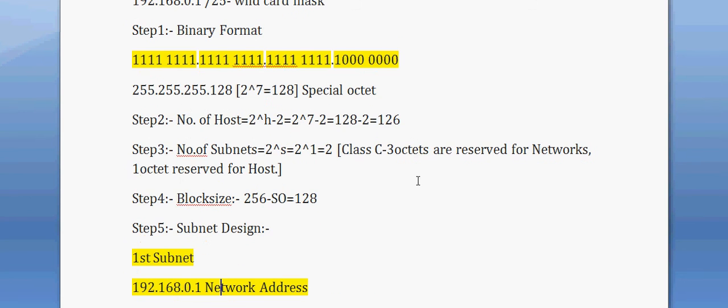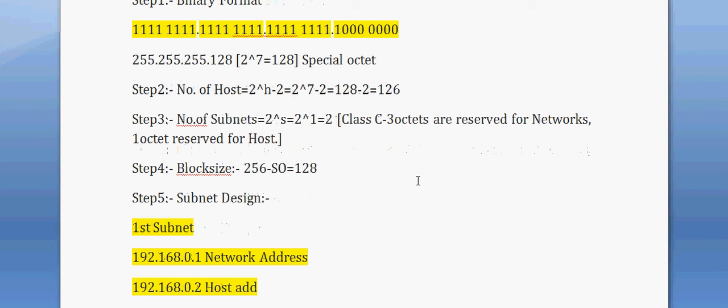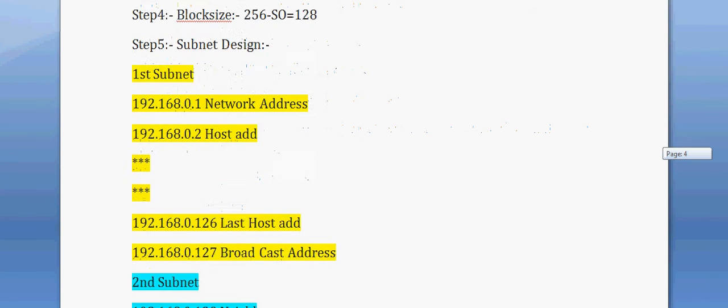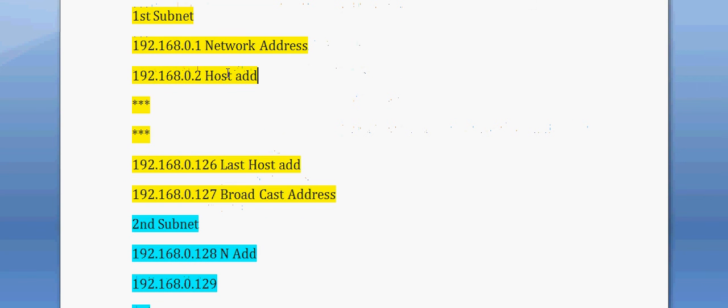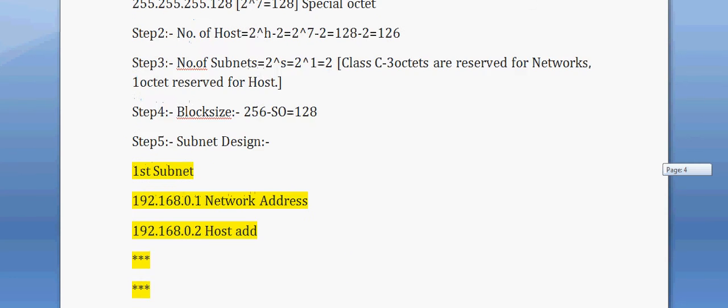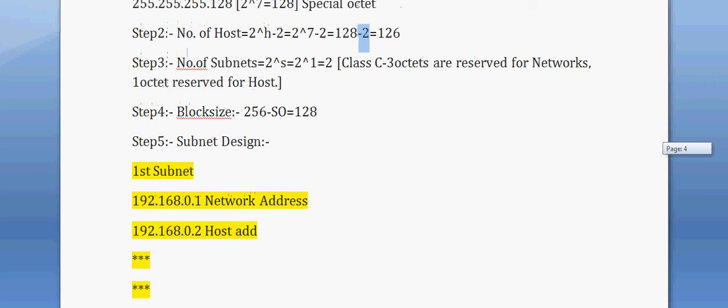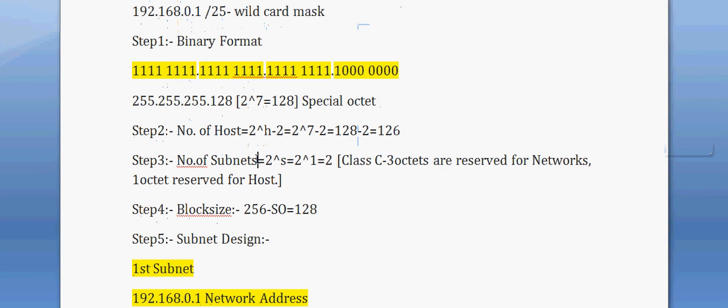Now I will verify my steps for the provided problem. Step 1, the verification will be the wildcard mask. The total number of bits on given over here is 25, so you have to check whether the number of bits on is 25 or not. Yes, it's 25. Step 2, number of hosts, is it equal to 126 or not? Go into one of the subnets and you will get the first host address and the last host address, starting from 2 to 126, which gives the total number 126. It is 2 to the power of y minus 2, because the first address is reserved for the network address and the last is reserved for the broadcast address.